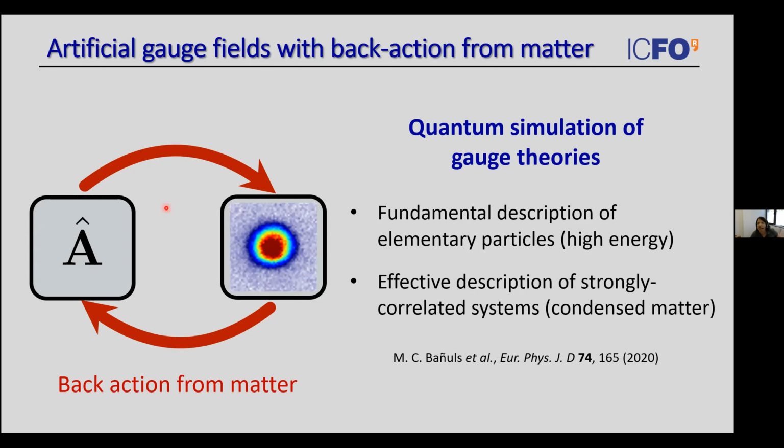And why is this quantum simulation of gauge theories cool? Well, on one hand, because you could then emulate in your labs some interesting effective descriptions of strongly correlated systems, condensed matter systems, for example, but also because you could try to push the boundaries of quantum simulation from simulating condensed matter models, which is what we do most of the time, to other areas of physics. For example, you could think of simulating the gauge theories that describe the interactions between elementary particles in a high energy physics context.